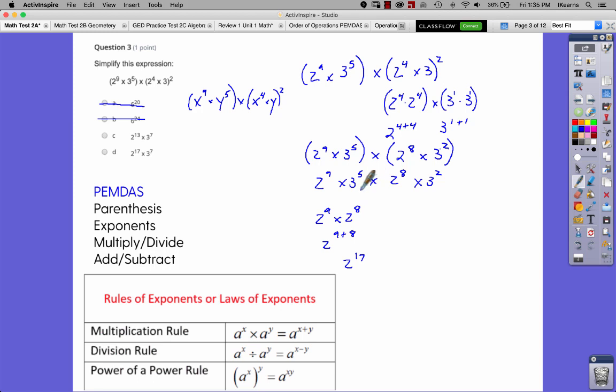Let's do the same for these 3's. This is going to be 3 to the 5th times 3 to the 2nd, which is equal to 3 to the 5 plus 2, just adding these exponents, which is 7. So 3 to the 7th, and then we still have this multiplication here the whole time. So 2 to the 17th times 3 to the 7th. That is our answer choice.